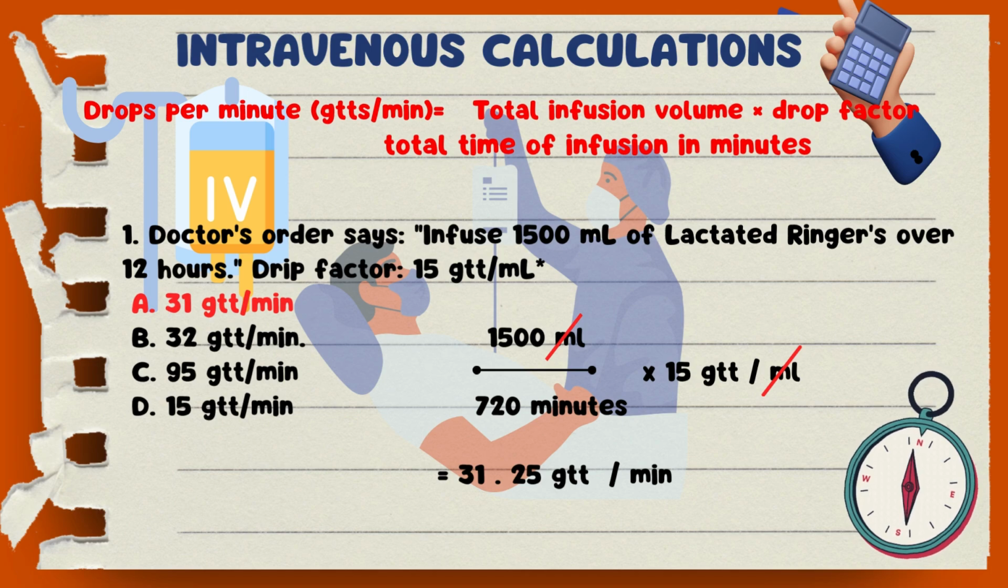31 drops per minute. And where did I get my 720 minutes? I multiplied the 12 hours infusion time by 60 minutes because in 1 hour there are 60 minutes. The computation is 1,500 ml divided by 720 minutes and multiplied by the given drop factor of 15 drops per ml. So the answer is 31.25 drops per minute or rounded off to 31 drops per minute.